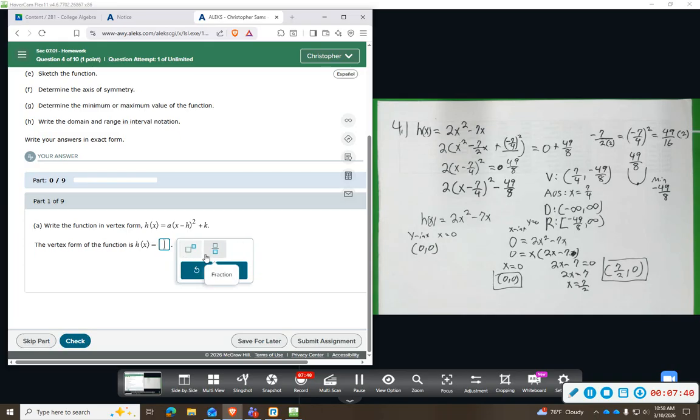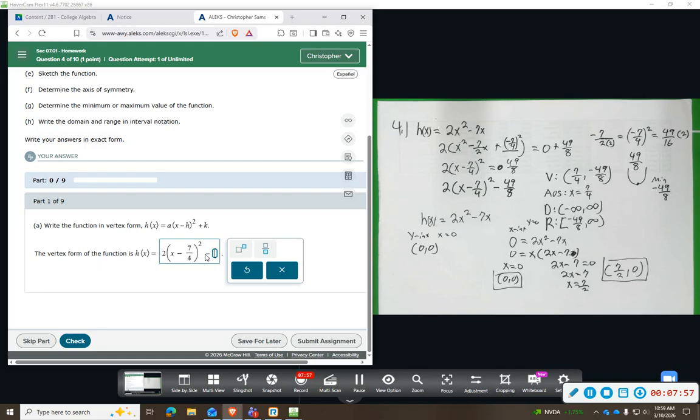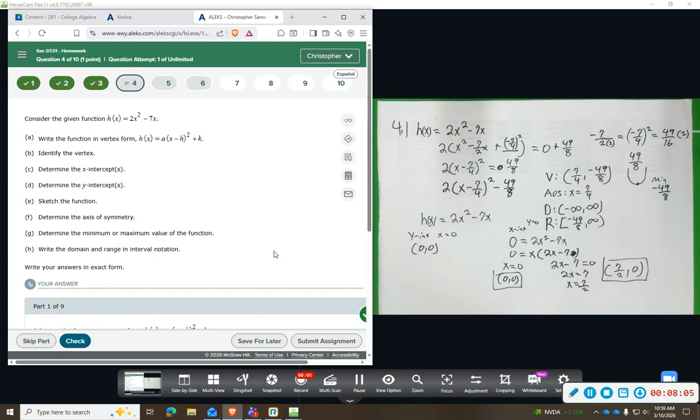Be careful here. So 2 times the quantity x minus 7 divided by 4, quantity squared, minus 49 divided by 8. Okay, so check.